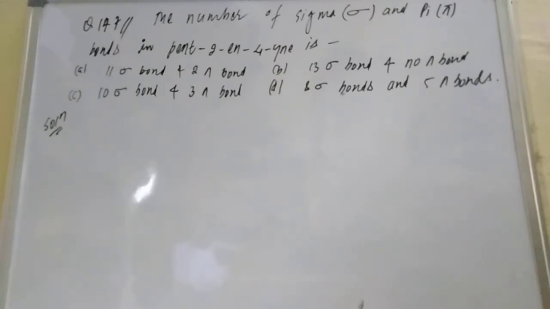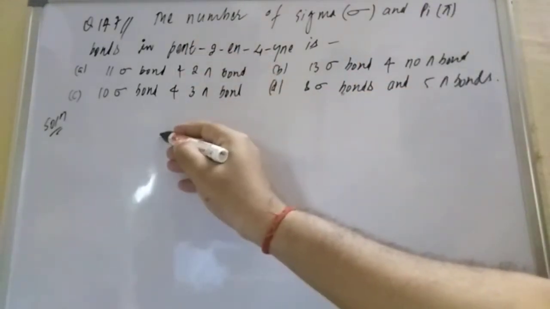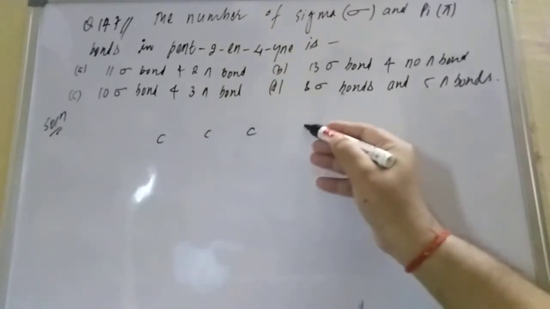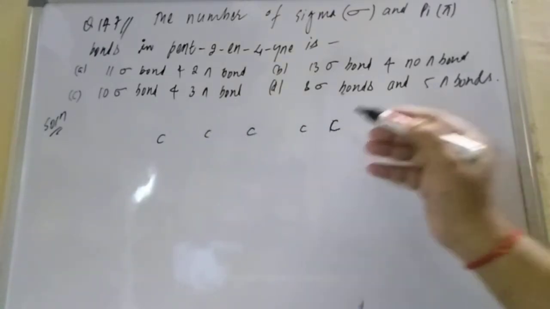So let us try to understand, student. If you want to check this, firstly you go to the structure. So pent is the word root. So meth, eth, prop, but, pent. So pent means 5 carbon.